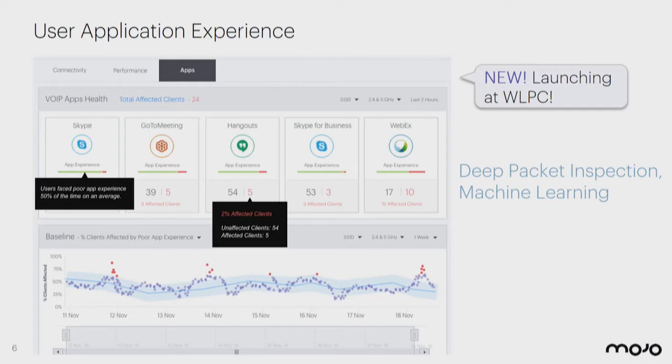Basically, we are trying to detect whether specific applications are working or not. If there is a failure, why is it failing, and so on. That's what we are calling user application monitoring.